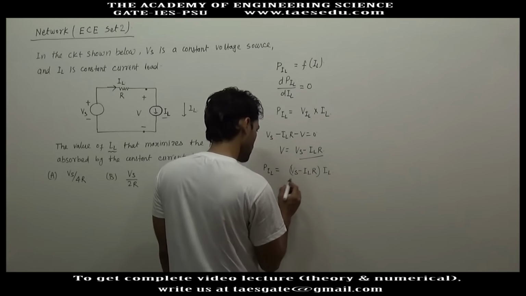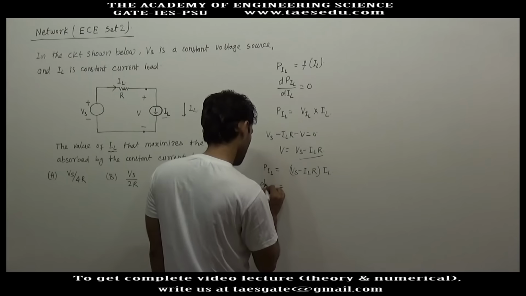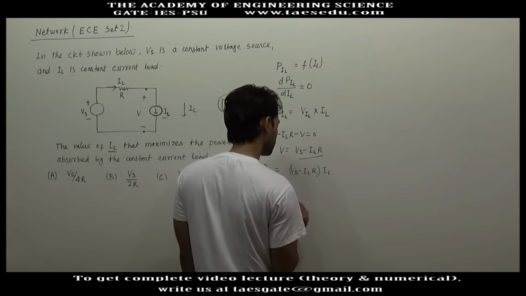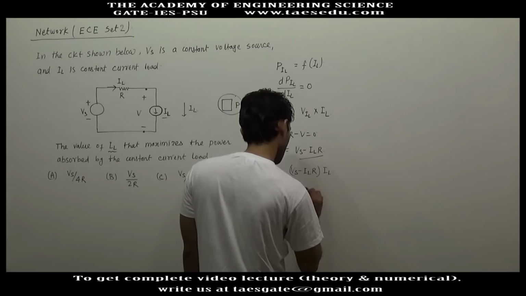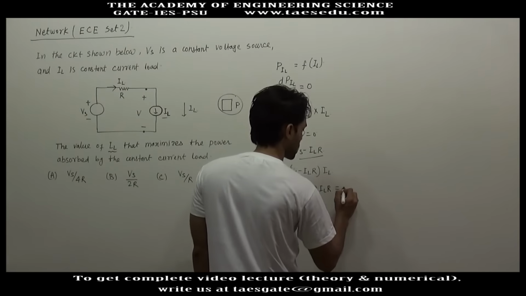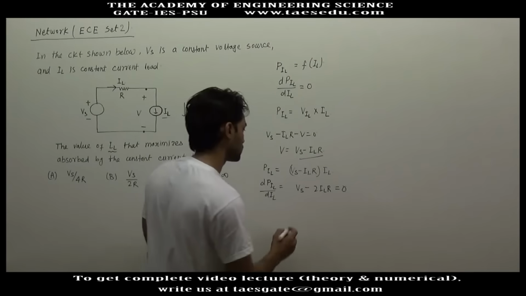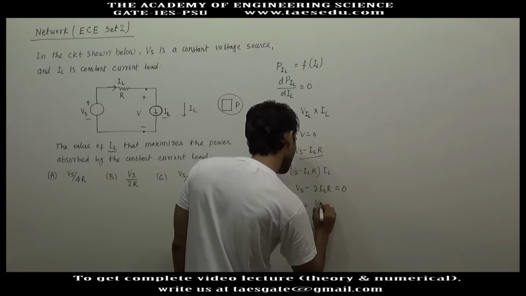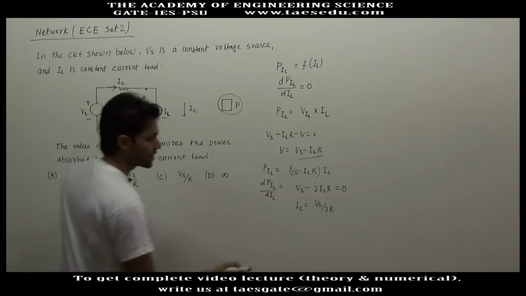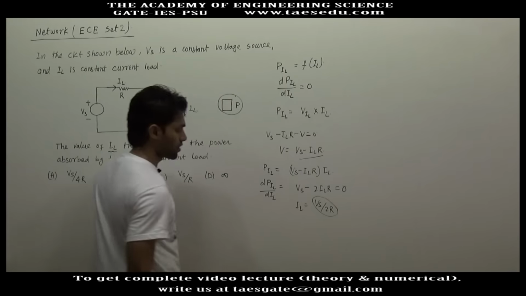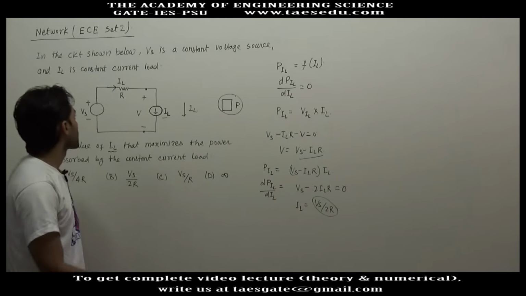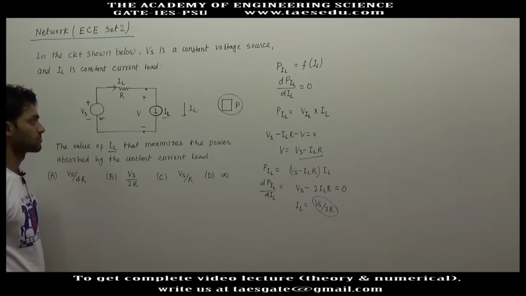Now let us differentiate it. So dPIL by dIL will be Vs minus 2IL into R, and this has to be 0. So IL will be Vs divided by 2R. So a current source having this value of current will draw the maximum power from this voltage source.